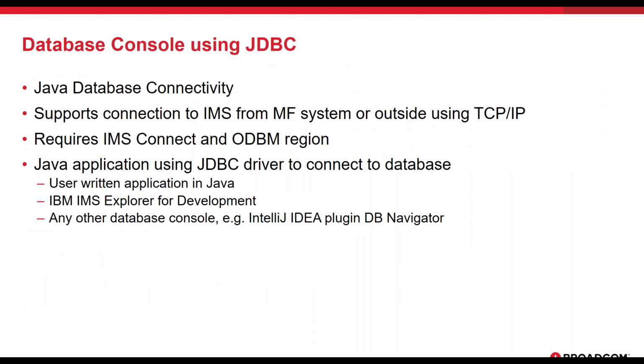And as, let's say, the last way of updating your catalog and directories through the DDL, I'd like to mention that basically you can use the JDBC connection, which is the Java database connectivity. This is probably the highest kind of option from the availability point of view. You can connect to your mainframe system through the TCP/IP. Of course, this requires already the IMS Connect and ODBM region setup.